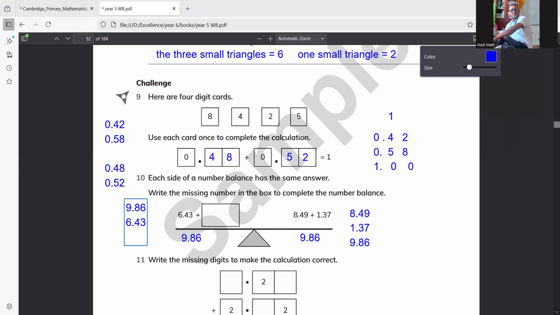Now, 6 minus 3 is 3, and 8 minus 4 is 4, with the decimal point, and this is equal to 3. So your number here is 3.43. Because 6.43 plus 3.43 will give you 9.86.